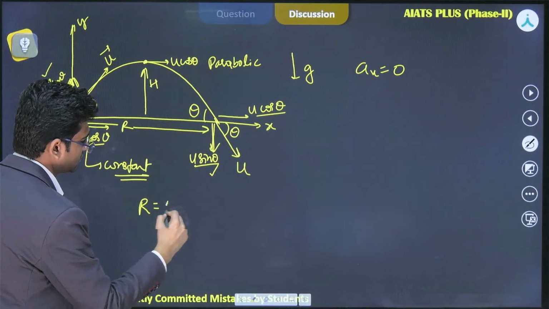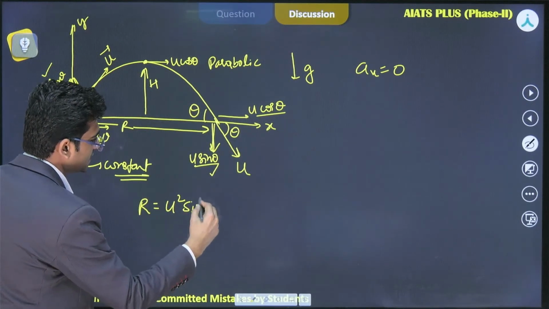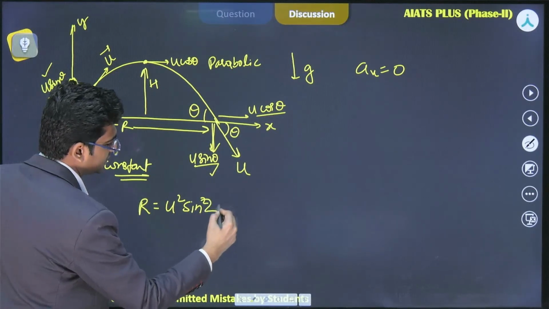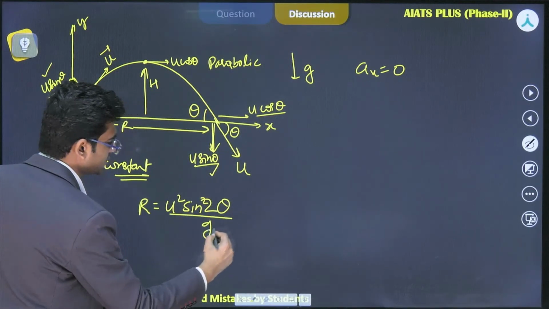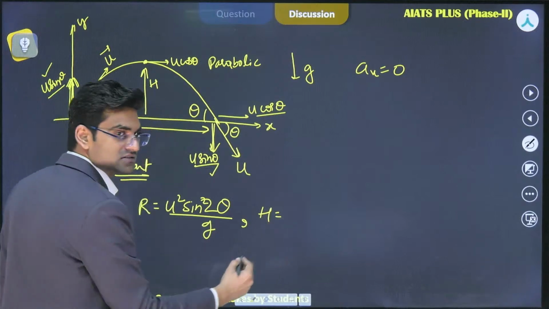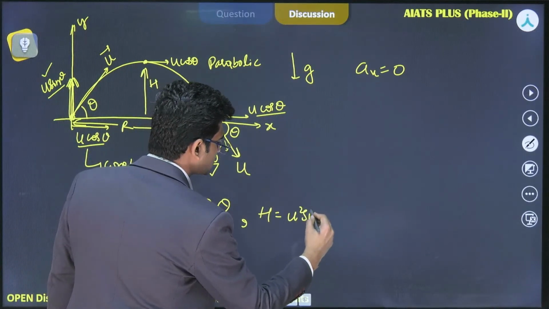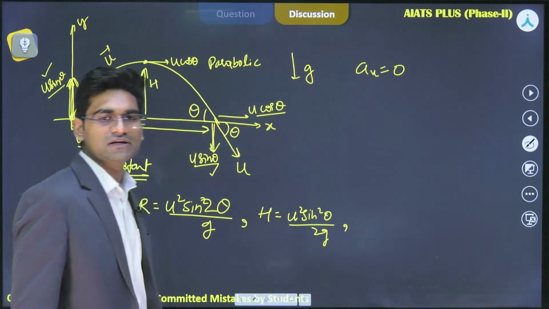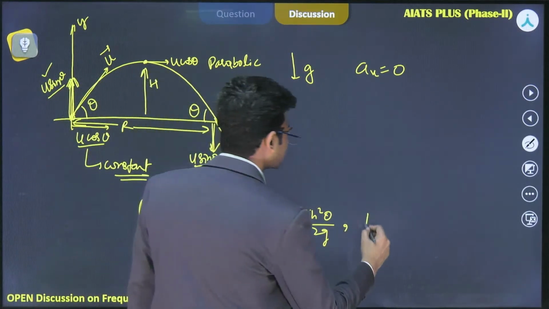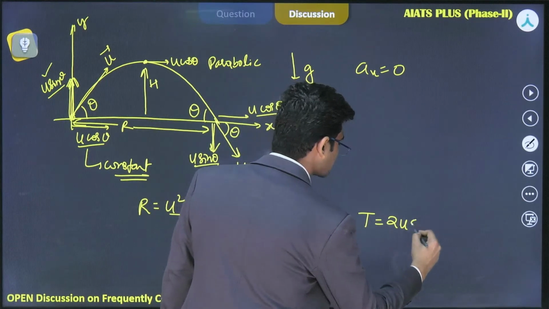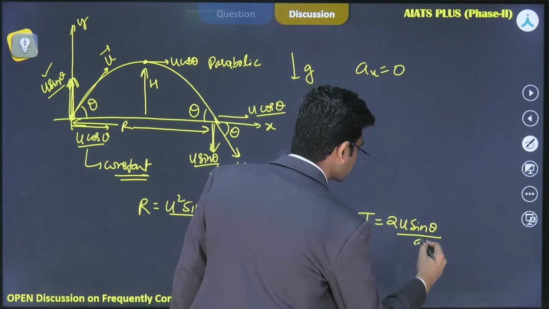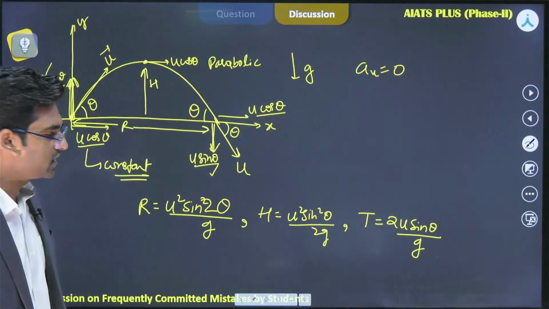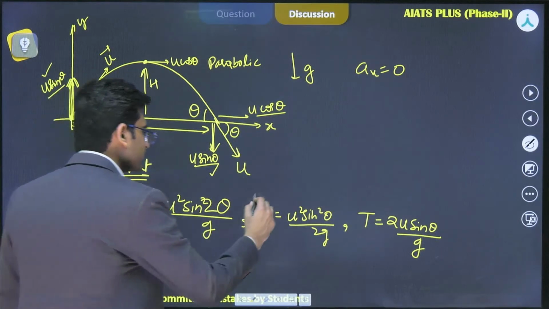R is u square sine 2 theta by g. What about h? H is u square sine square theta by 2g. What about total time of flight? That is t equal to 2u sine theta by g. Now we require this formula and this formula only.